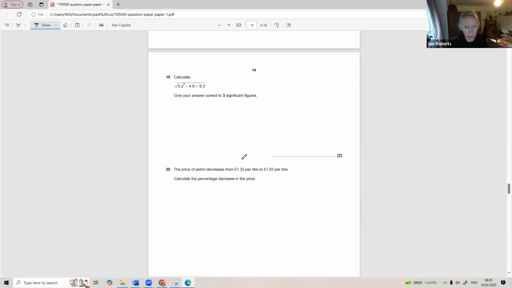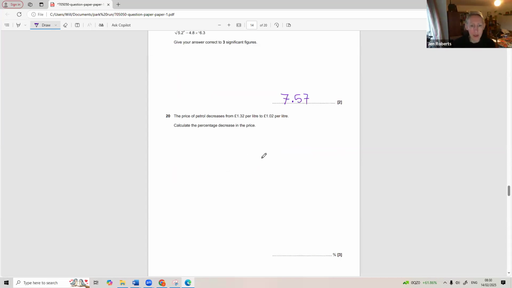Going to simply pop this straight into our calculator. Square root of 5.2 squared minus 4.8 times negative 6.3. So it should look like something like that in your calculator. Equals. We need to round it to 3 significant figures, right? Not 3 decimal places. 3 significant figures is the first 3 numbers. So it should be 7.5, and that 6 rounds to a 7 because of the 8 that follows.